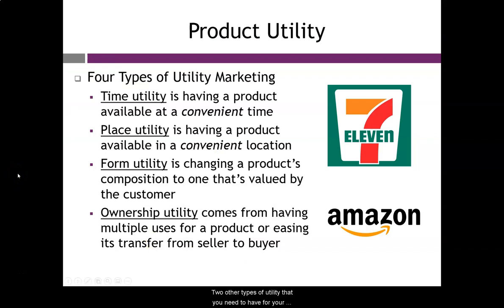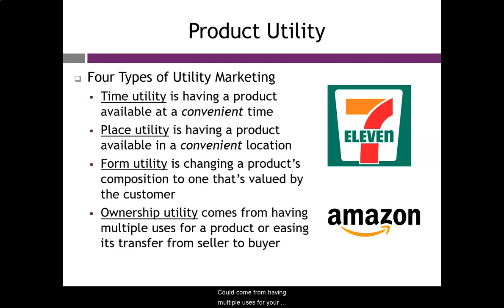Two other types of utility that you need to have for your products. One is form utility. And that's just changing the product's composition from whatever raw materials went into the product into the finished design, something that your customers want. So it's the finished design, it's updating for new models, updating for new features, putting your product in a form that your customers want. And then finally, ownership utility.